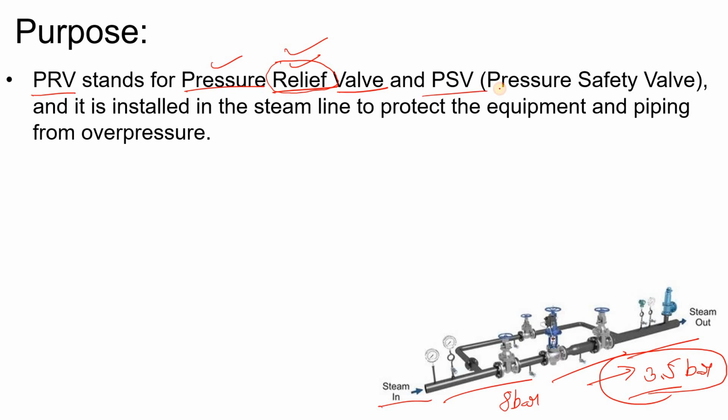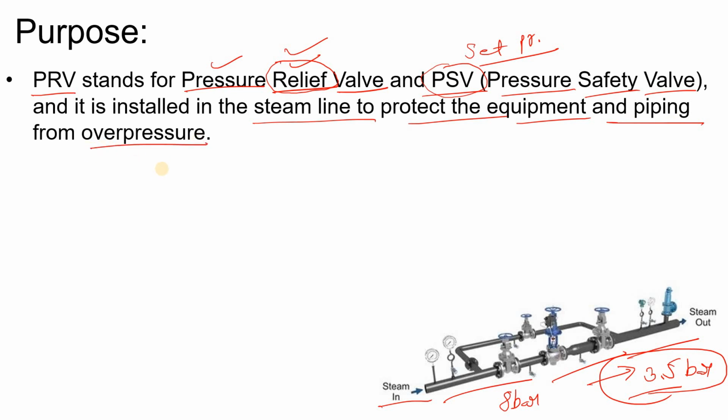And what is the meaning of PSV? PSV is your pressure safety valve. There will be some set pressure. If that set pressure is achieved, this PSV will simply pop up and your steam will go to the atmosphere, so that your system or your pipelines do not come under overpressurization, right? So PSV stands for pressure safety valve, PRV stands for pressure relief valve, and both are installed in the steam line to protect the equipment and piping from overpressurization.